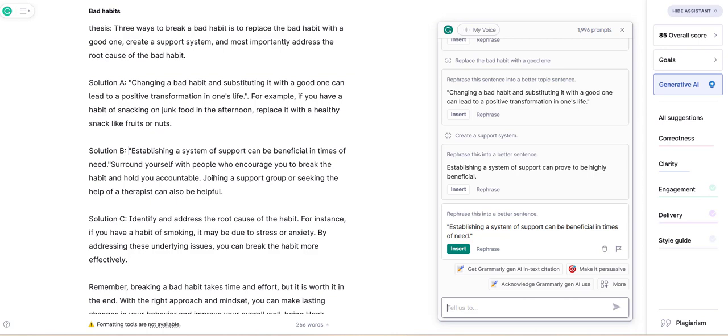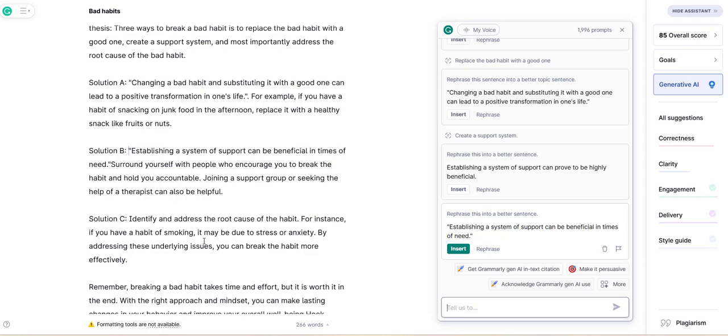The second one: why is it beneficial for me to have a system of support? How can having a lot of people around me help me break a bad habit? Okay, that's the research question, and you've got to look that up in Google Scholar. Solution C, you've got another research question: How can I address the root cause of the bad habit?